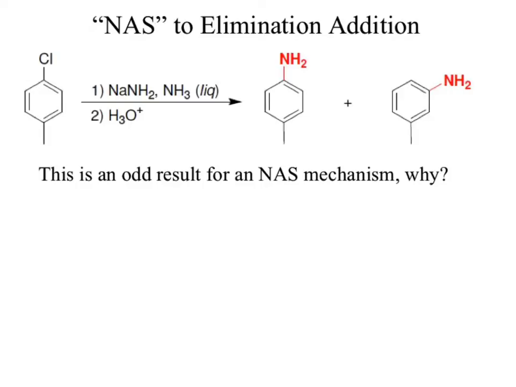Other things that contribute to this: for the NAS mechanism to work, we needed an electron withdrawing group attached to the ring. Do I have an electron withdrawing group? No. I actually have an electron donating group. So if you start seeing electron donating groups on your ring, and there's some weird substitution happening, you're probably running into the benzyne intermediate, and they are expecting you to predict two products.